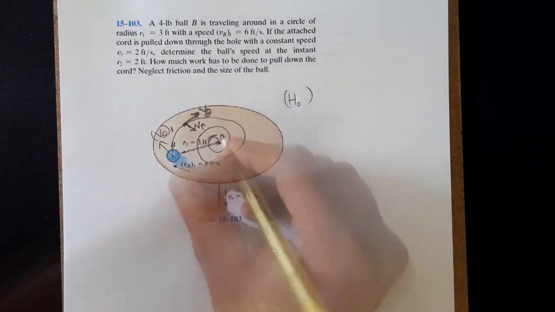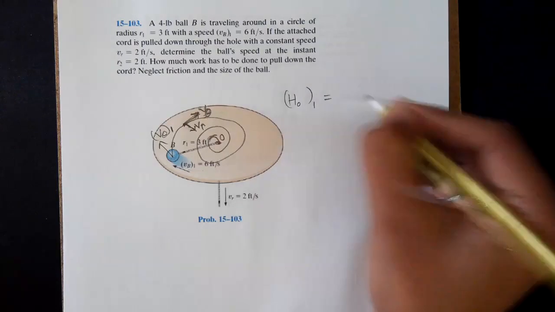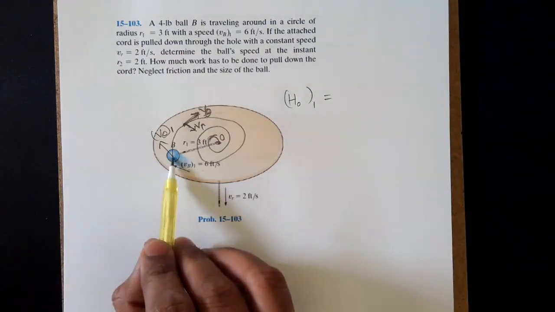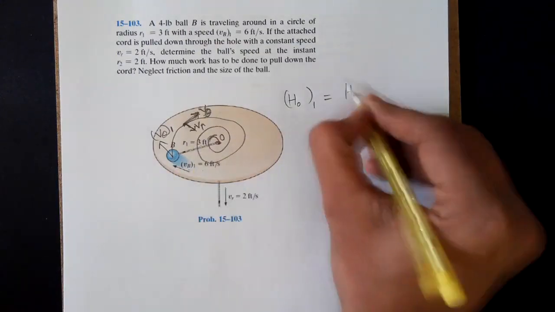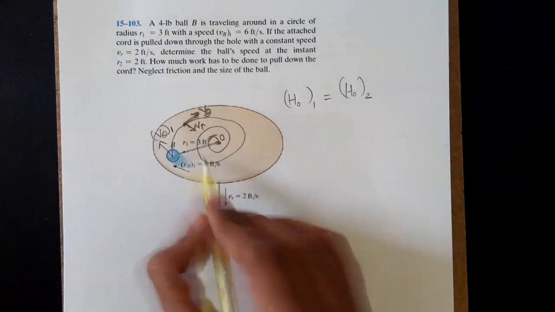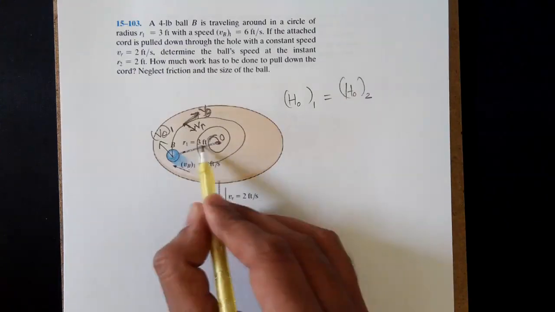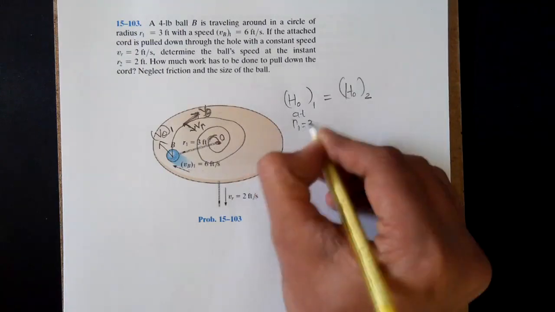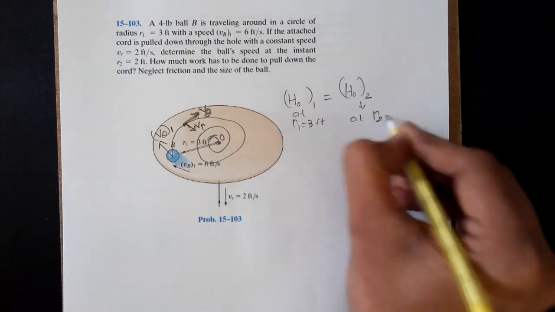Let's say that the center of the disk is O. So HO1 is the momentum of the ball at this point, which is r1 equal to 3 feet, and HO2 is the momentum of the ball when the length of the cord is 2 feet. So this is at r1 equal to 3 feet, and this is at r2 equal to 2 feet.